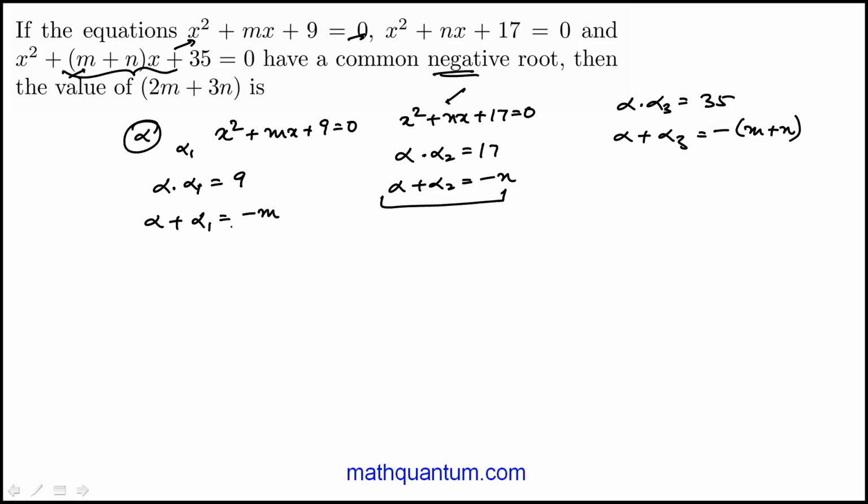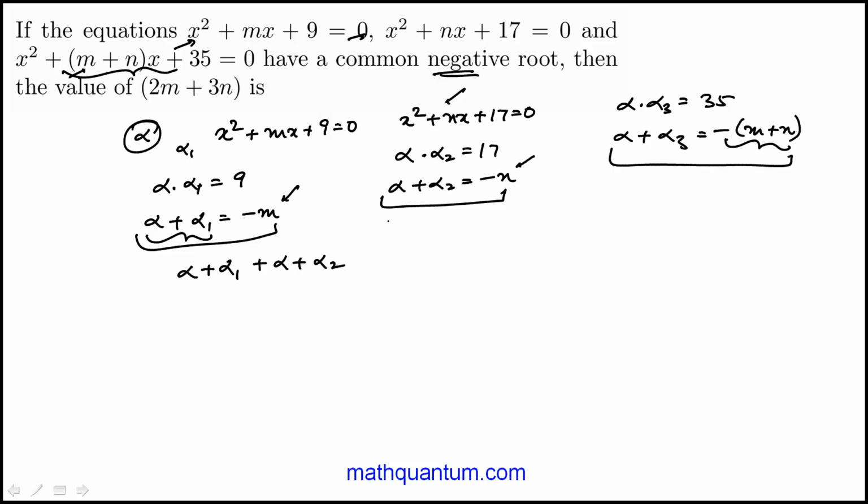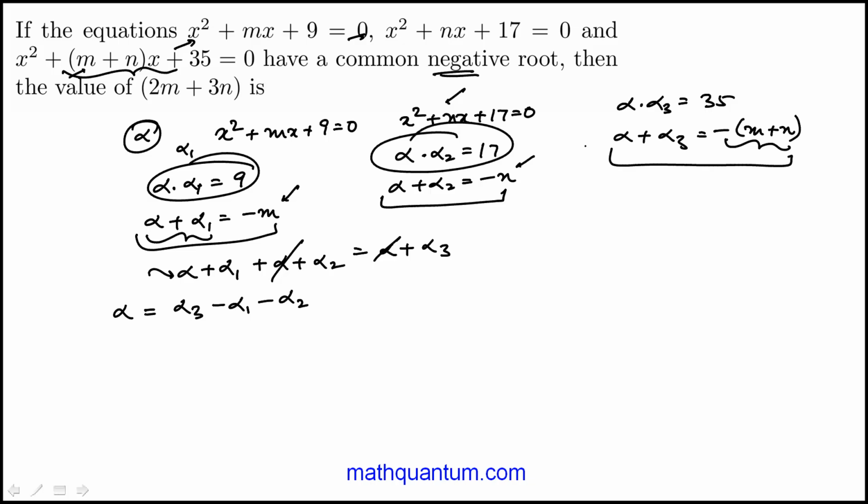So from these three relationships, I noticed that alpha plus alpha 1 plus these two, because that's m minus n, would be equal to alpha plus alpha 3. And I can strike that out. The common root becomes alpha 3 minus alpha 1 minus alpha 2. And now I'm going to use these relationships to figure out what alpha is.